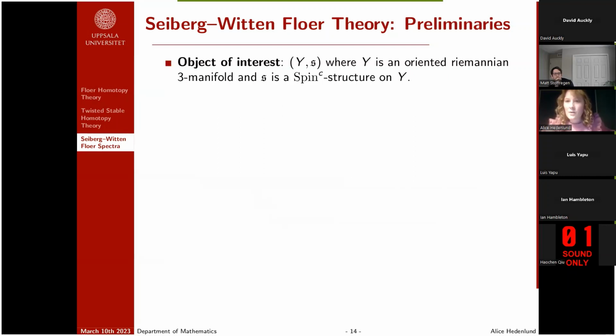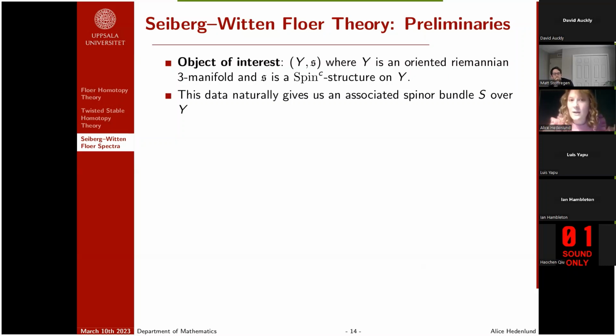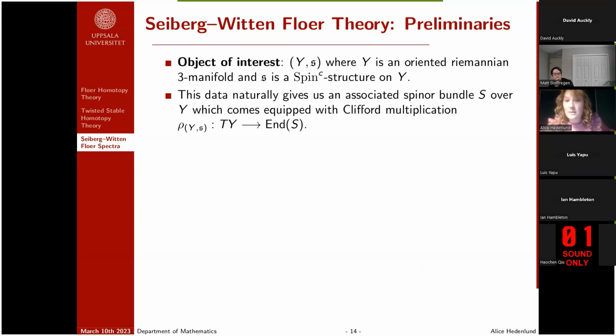In here, the objects that you're trying to understand are pairs (Y, s), where Y is an oriented Riemannian three-manifold, and s is a spin-C structure on Y. And in particular, once you have this, the data naturally gives you an associated spinor bundle over Y. This is a rank 2 Hermitian bundle over Y. And the spinor bundle comes equipped with the so-called Clifford multiplication, which you can view as a map from the tangent bundle of your manifold to endomorphisms of the spinor bundle.